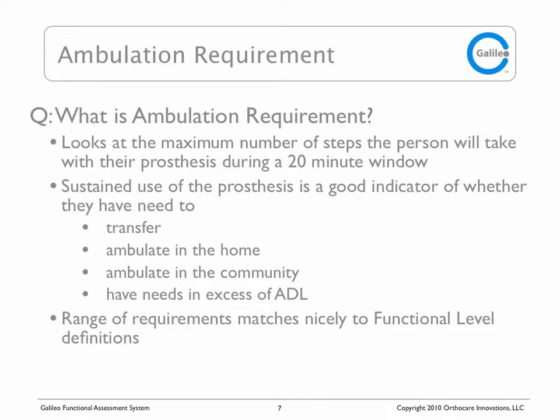Ambulation requirement looks at the maximum number of steps the person will take with their prosthesis during a 20-minute window whenever it occurs throughout the day. The amount they sustain use of their prosthesis is a good indicator of whatever they have need to transfer, ambulate in the home, ambulate in the community, or have needs in excess of ADL. This range of functional requirements match nicely to functional level definitions.